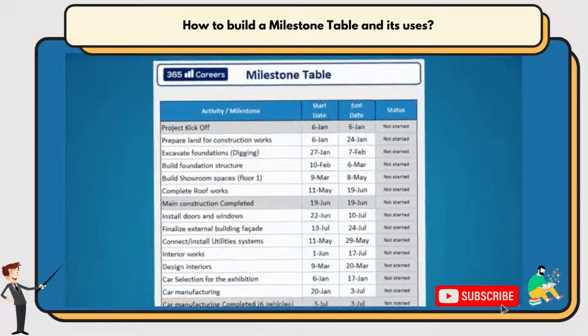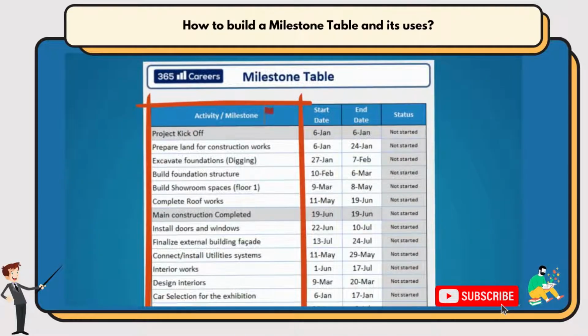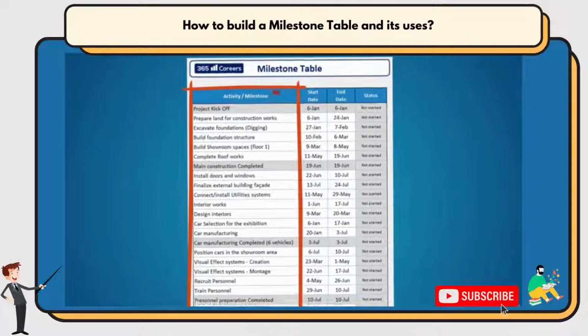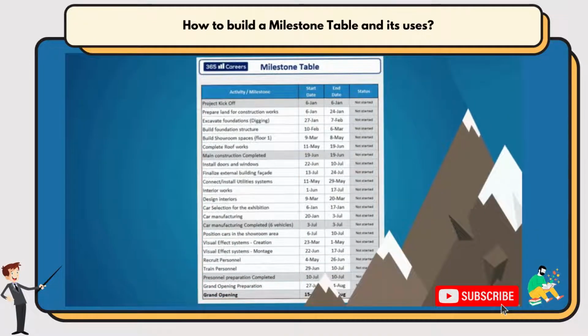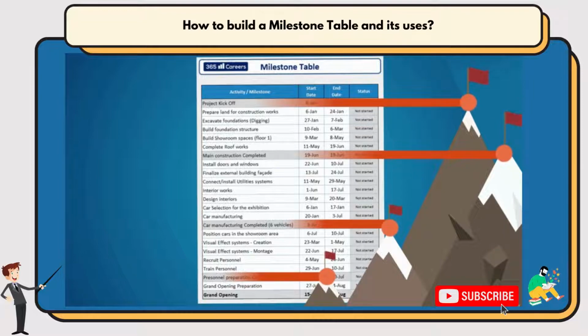Note that we said milestones. Milestones, as the name suggests, are important achievements throughout the project. They are marked with a 0 duration on the milestone table. You can see here main construction completed, personnel preparation completed, grand opening. These are some of the Lamborghini project milestones.